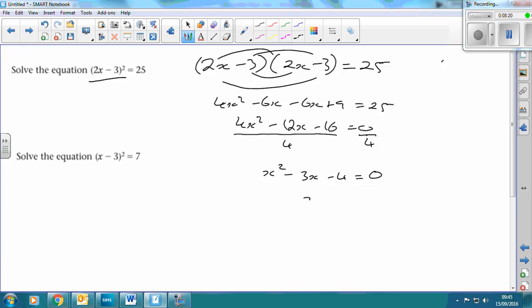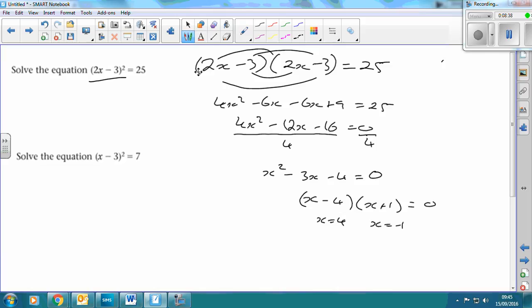And then what we can do is factorize. That's going to be x minus 4 and x plus 1, so we've got x equals 4, x equals minus 1. Like I say, that's one way to do it.